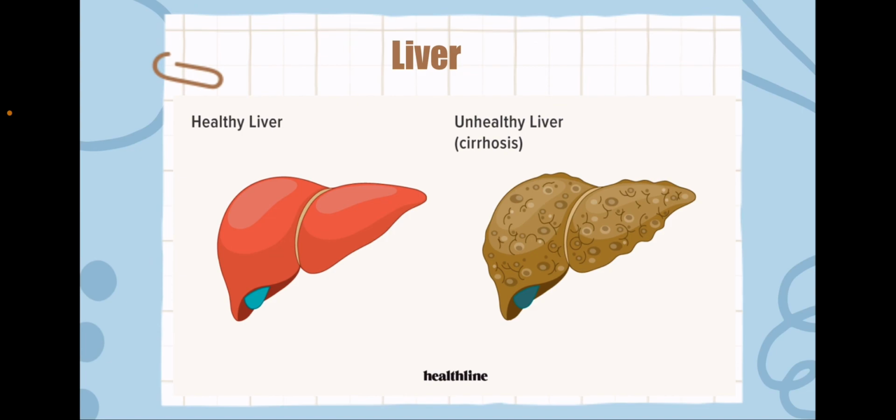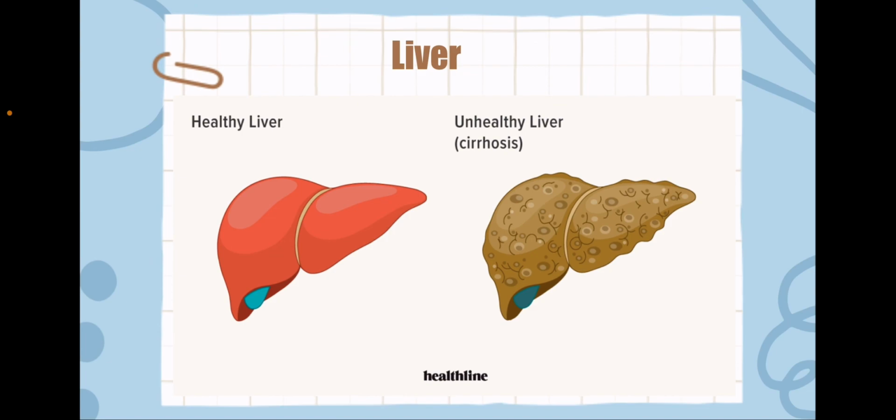Now, in terms of irrigation, it receives blood from the hepatic portal vein and the hepatic artery. Its width is 26 centimeters, its length is 15 centimeters, and its thickness is 8 centimeters. Now, in terms of anatomical relationships, it is located below the diaphragm and is closely related to the gallbladder, the stomach, the small intestine, the ascending colon, and the right kidney.